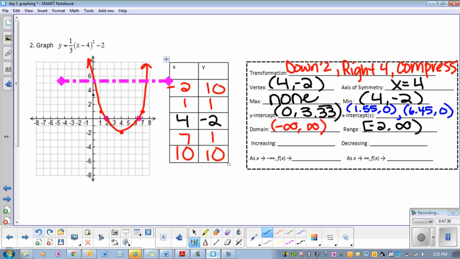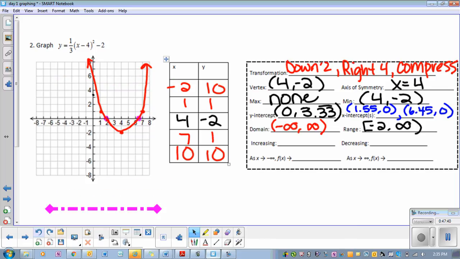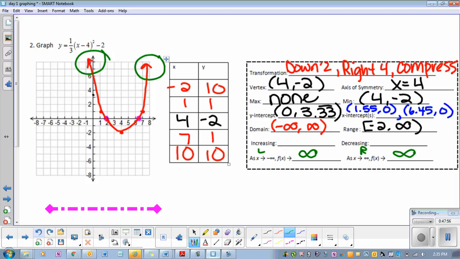Alright, so now what about the end behaviors? What are the arms doing? Are they going up to infinity or down to negative infinity? Up to infinity. Look, they're both going up. So the left one is going up. The right one is also going up.